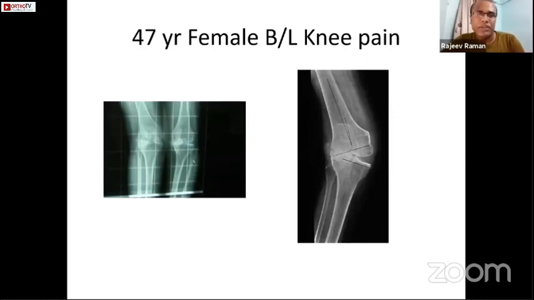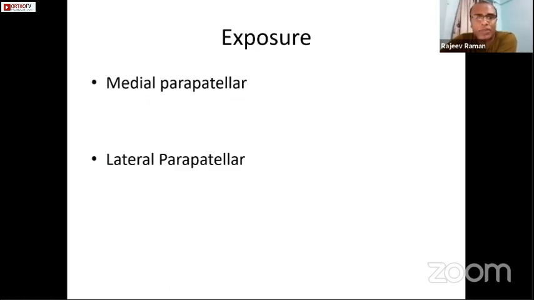So this is the story of a 47-year-old female with bilateral knee pain. You can see she has a valgus deformity, type 2 on the right side and type 1 on the left side. On the right side, you can see there is a gross opening on the stress view. There is a gross opening on the medial joint line also.